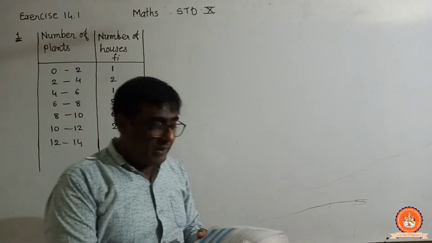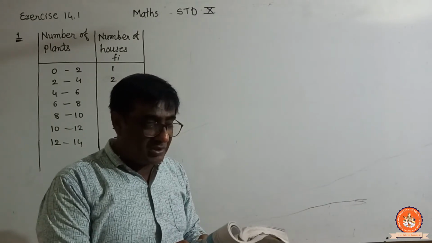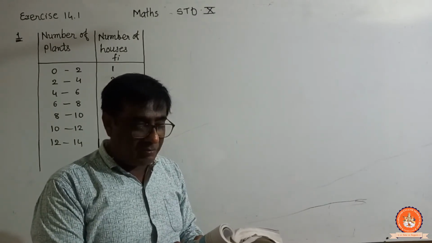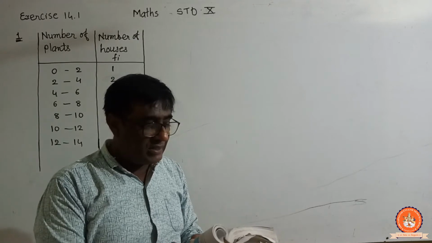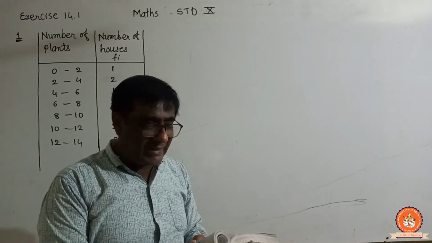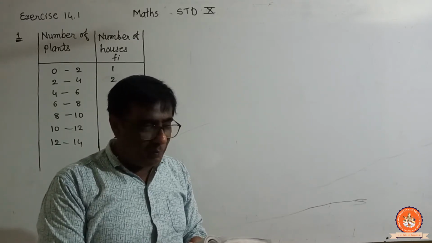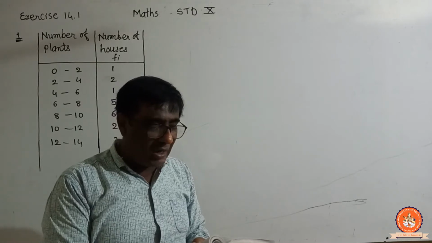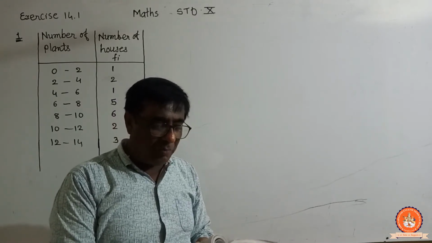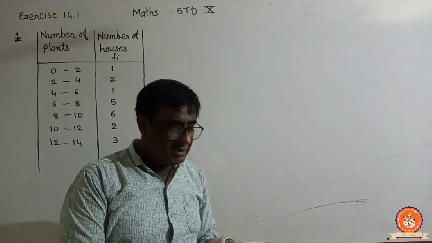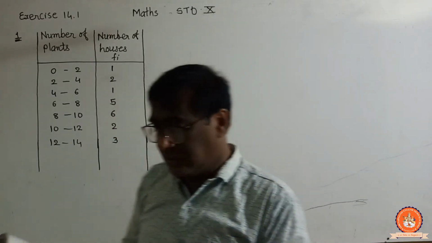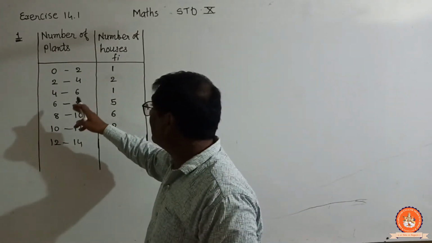sum. A survey was conducted by a group of students as a part of their environmental awareness program, in which they collected the following data regarding the number of plants in 20 houses in a locality. Find the mean number of plants per house. See, number of plants per houses are given.